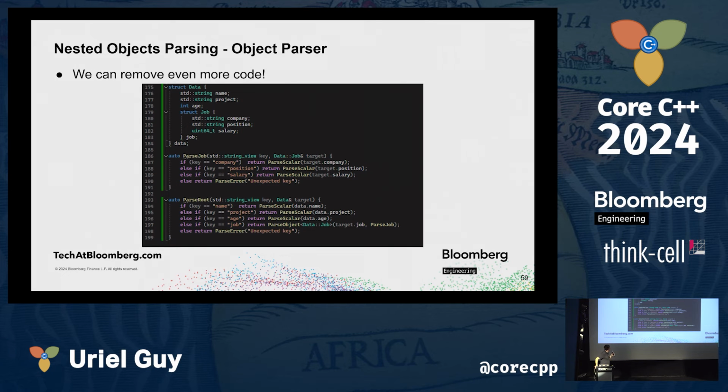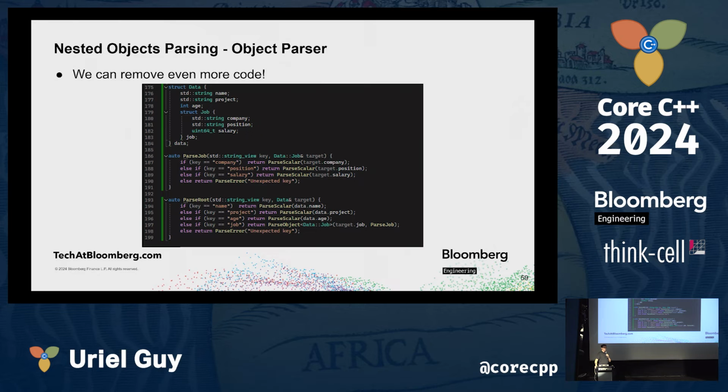So now we can remove even more code. This is now fairly close to what we had before. This is just the keys, a line for every member of the data type, with the addition of the one parse error, just in case there's some unexpected data.